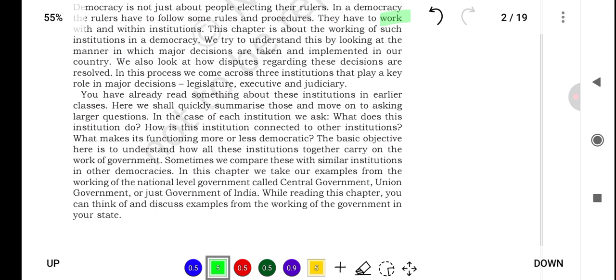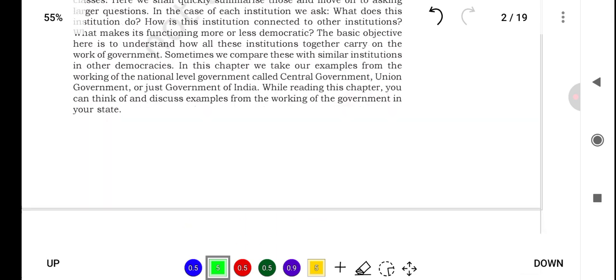Sometimes we compare these with similar institutions in other democracies. In this chapter, we take our examples from the working of the national level government, called central government, union government, or just government of India. While reading this chapter, you can think of and discuss examples from the working of the government in your state.